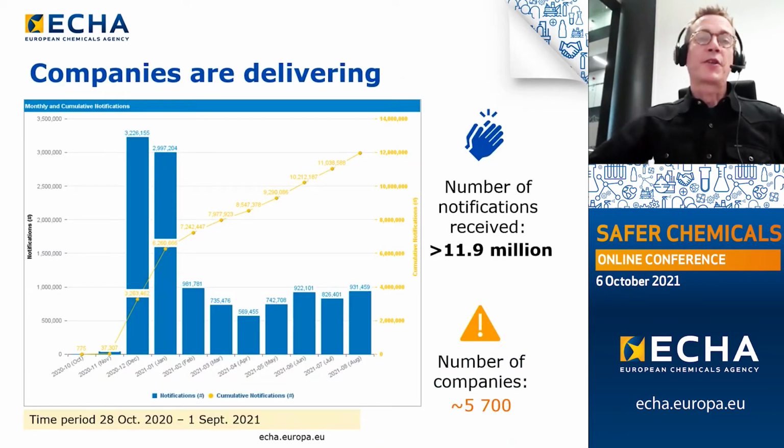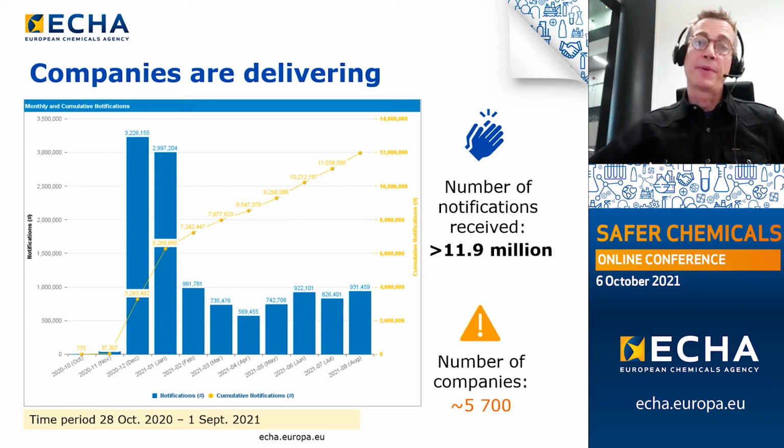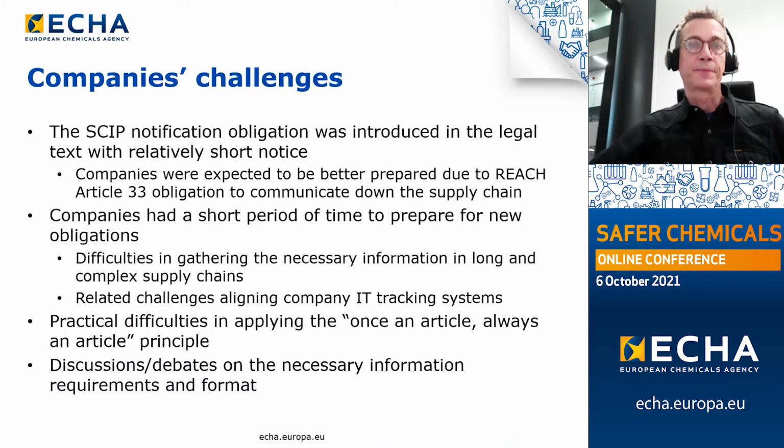Okay, so that's some basics on the submission types. Now let's look at the volumes, and the key message here is that companies are delivering. These data are from the 1st of September 2021, at which time we had received nearly 12 million notifications to the database from nearly 6,000 companies. So companies are certainly delivering, and those companies have clearly responded to their duties.